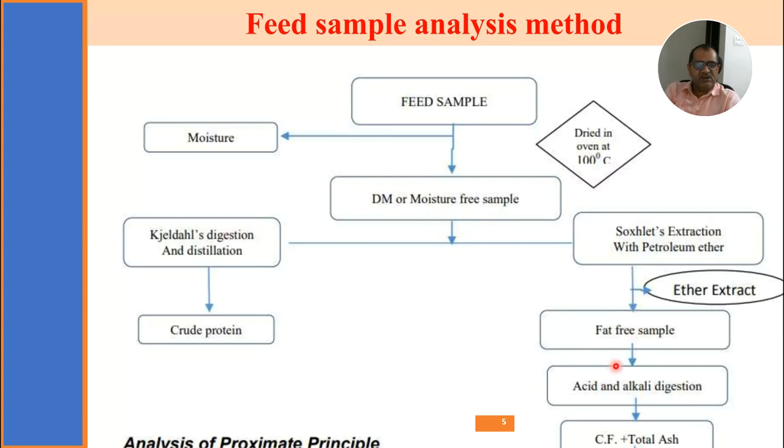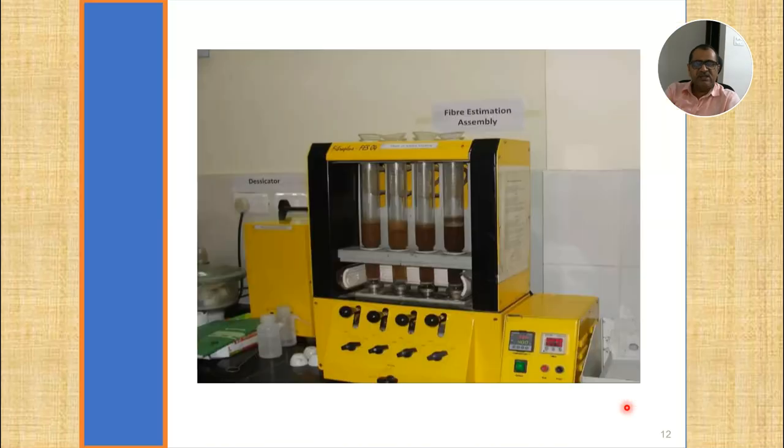This is the crude fiber estimation assembly, because initially we obtain the petroleum ether extraction, then the fat-free sample, which is subjected to acid or alkali. Then in this particular equipment the fiber estimation or digestion will be done. Ultimately we will get the crude fiber and also the acid insoluble protein. So these are some of the things.